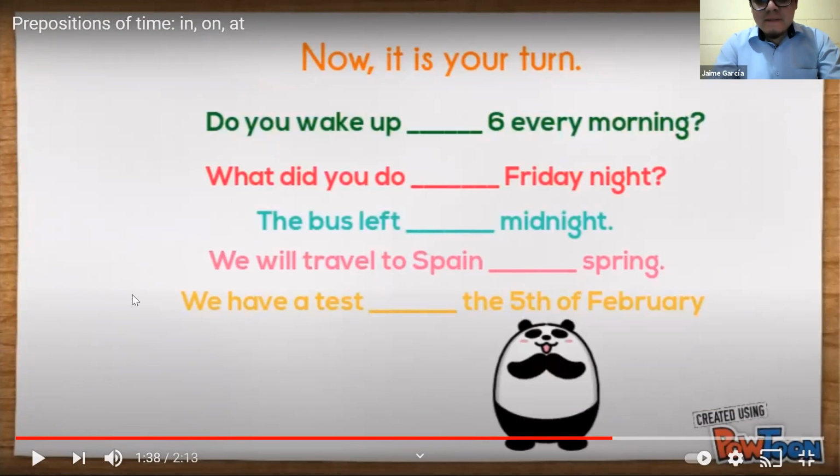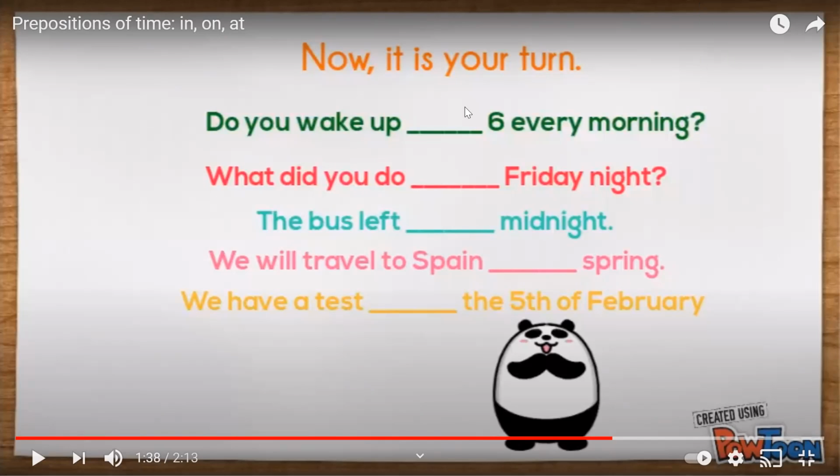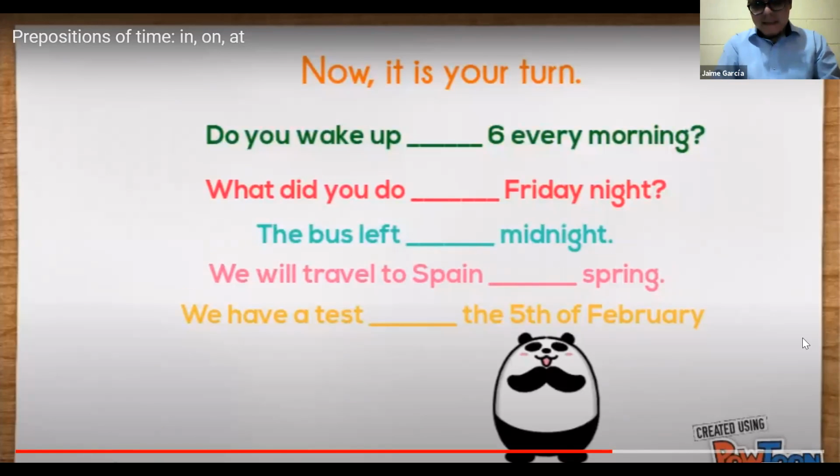Ceci, the bus left at midnight. At midnight, exactly. Anna, we will travel to Spain in spring. Excuse me? We will travel to Spain. In spring, yes, very good.